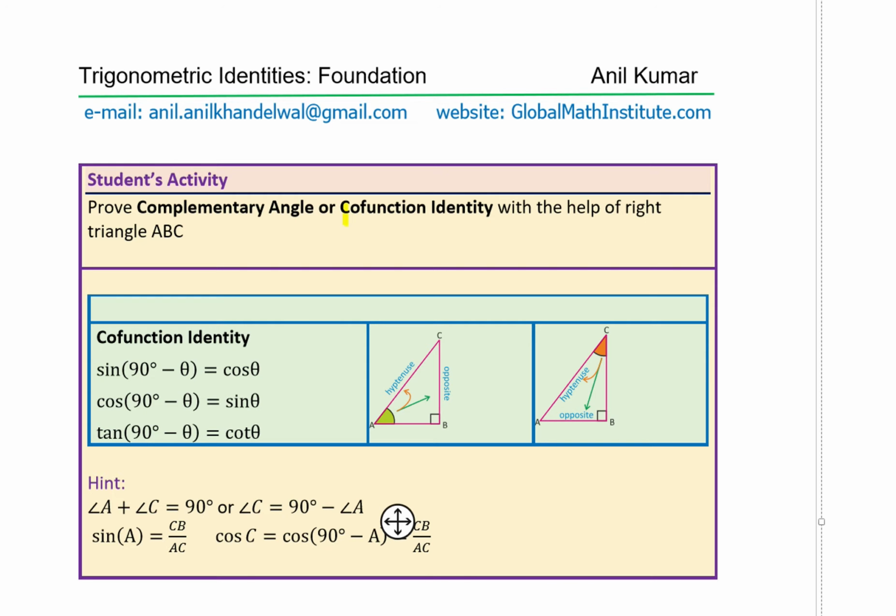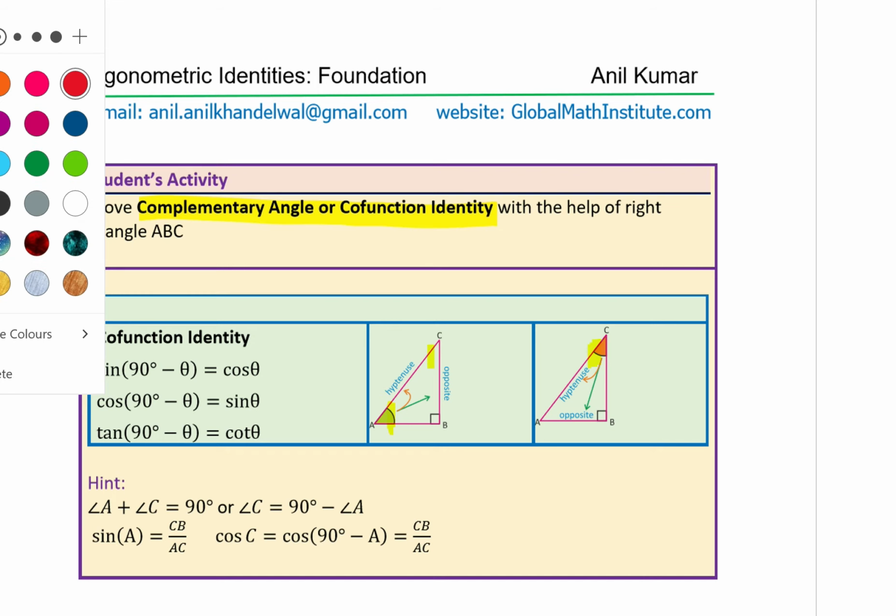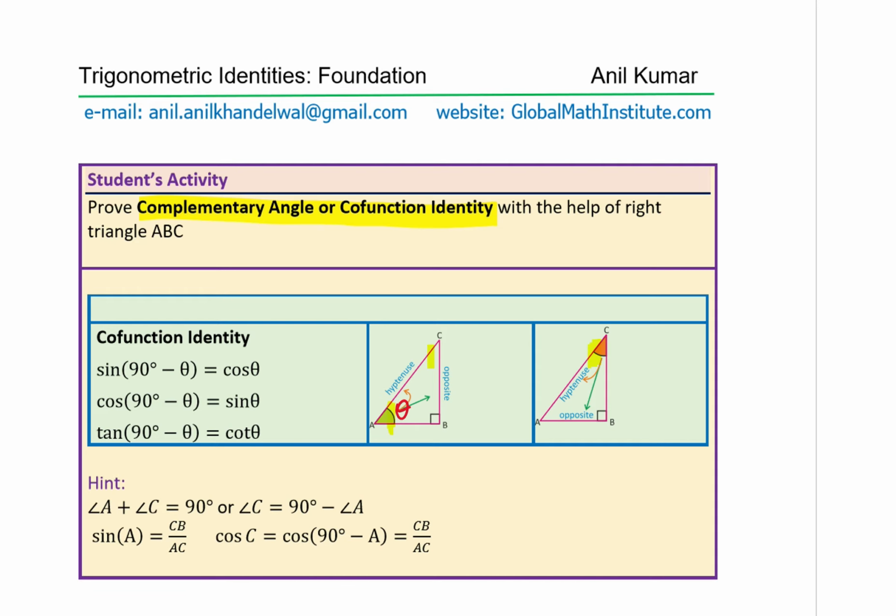One of them is a cofunction identity. Now, cofunction or complementary angle identity is something like this. When you're looking at a triangle from one side, the other side is 90 minus theta, correct? So, in a right angle triangle, if we have one angle as theta, the other angle here is what? Is 90 minus theta, correct?